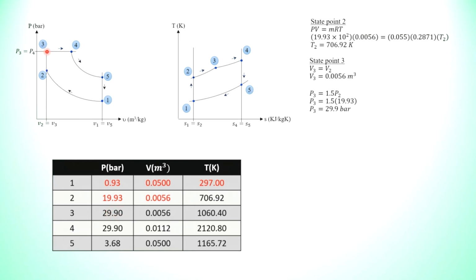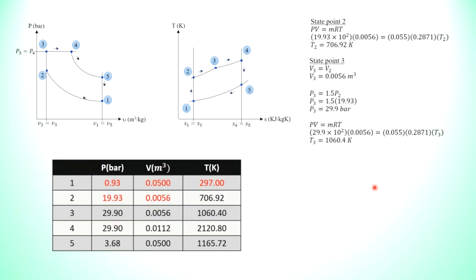And we know that this is a constant pressure process, so P3 will be equal to P4. So straight away you fill up 29.9 here. That means these two values are found. And V3 we already know, because V3 equals V2. So straight away you can use the ideal gas law based on these two values to find the temperature T3. Again, ideal gas law. You will be able to find T3, 1060.4.